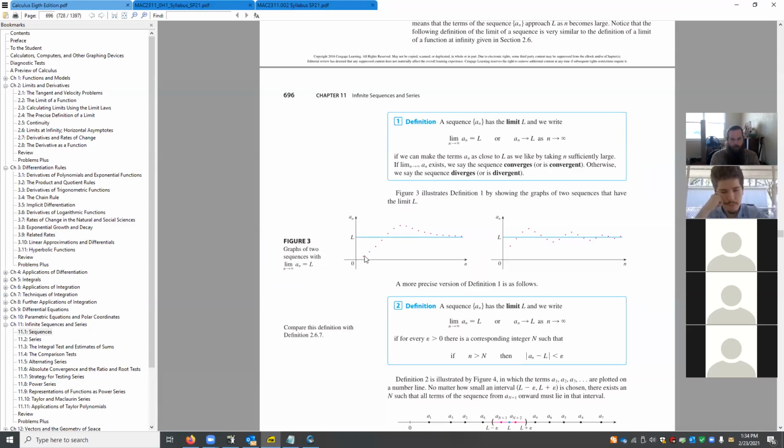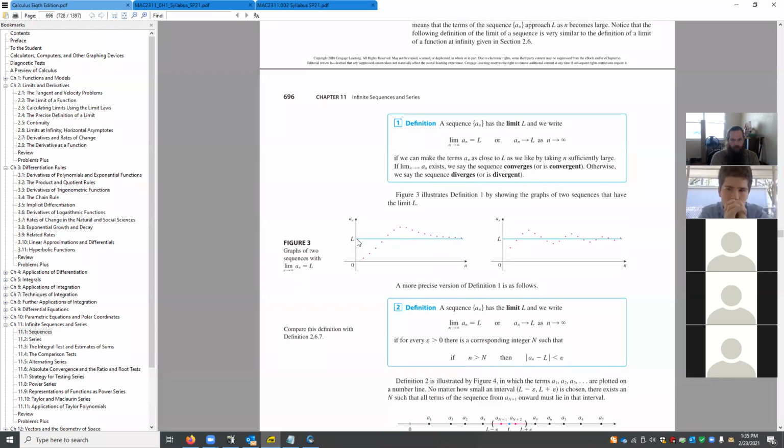Here you go. So here are the terms of your sequence, and as you run off to the right, they are getting closer and closer to the horizontal line y equals L. And here's their definition, right? They say the limit as n goes to infinity of AN equals L if we can make AN as close to L as we like by taking n sufficiently large.